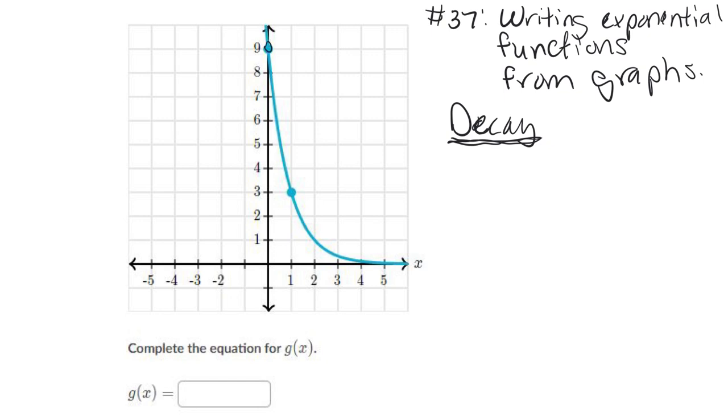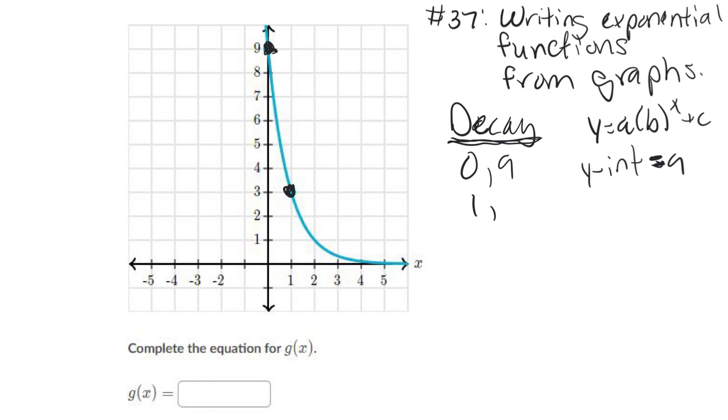I can see two very easily. Going left to right, I see (0, 9), which is also my y-intercept, which is also my a in the function y equals a times b to the x power plus c. It is my y-intercept, my a. And then I see my next point is (1, 3). These are clearly marked for me, and it's really all I need if I want to calculate this by hand.